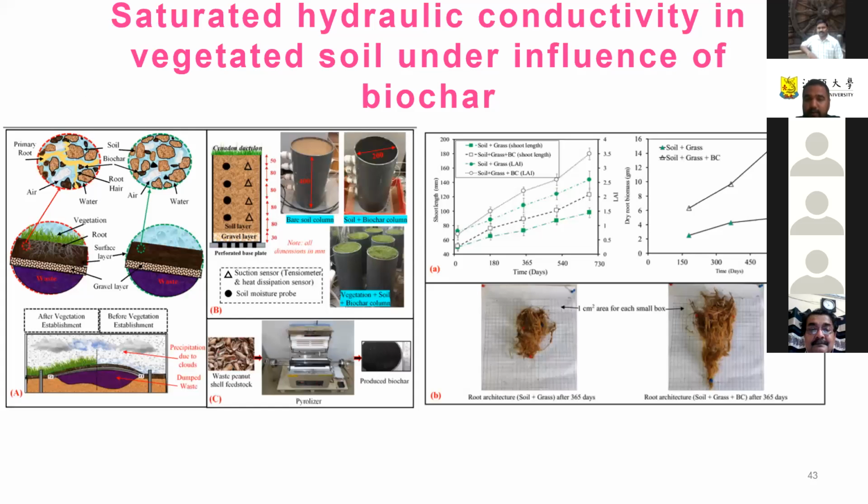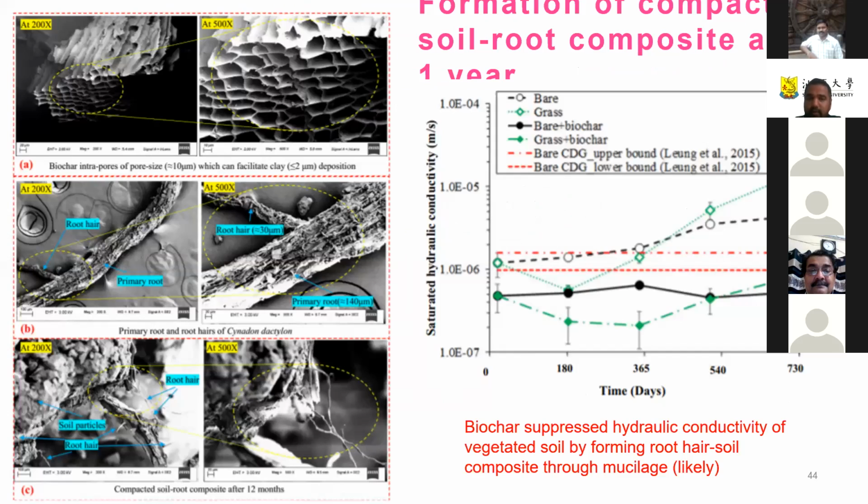So this is one of the studies which was published recently. We did it in collaboration with Dr. Bodolai in Hong Kong. Here we investigated how biochar influences vegetation growth over a period of 2 years, and also studied hydraulic conductivity performance in soil-plant composites over 2 years of biochar implementation. Biochar was found to suppress hydraulic conductivity by forming a root hair soil composite through its mucilage. So these are the kind of interaction studies that we need in future. This is just published for 2 years, but as I said, we need even longer durations.